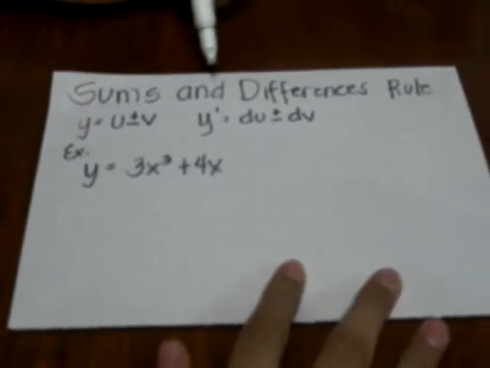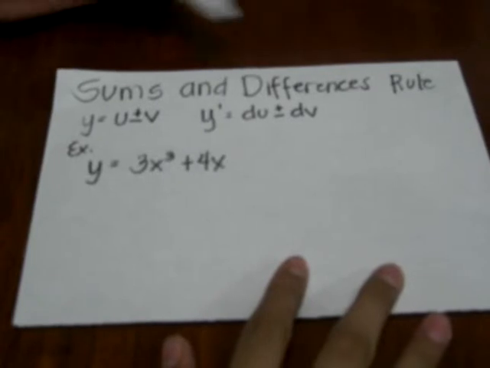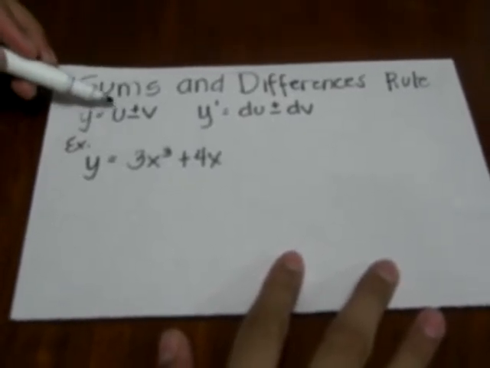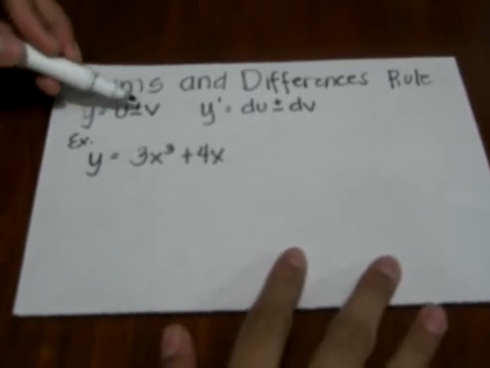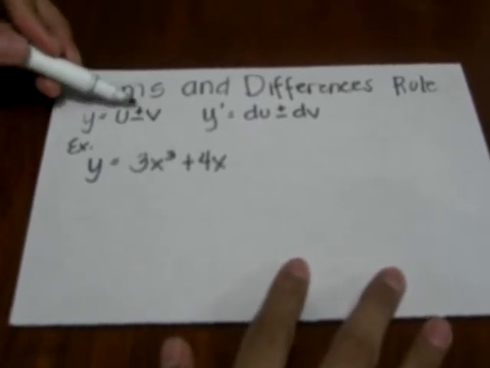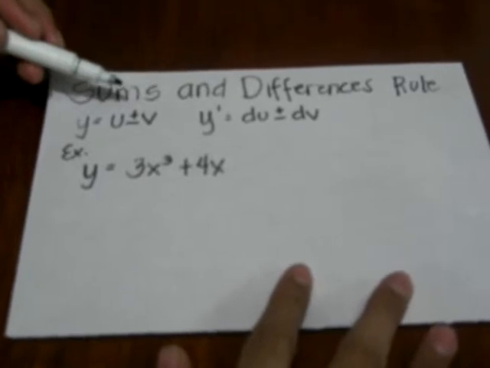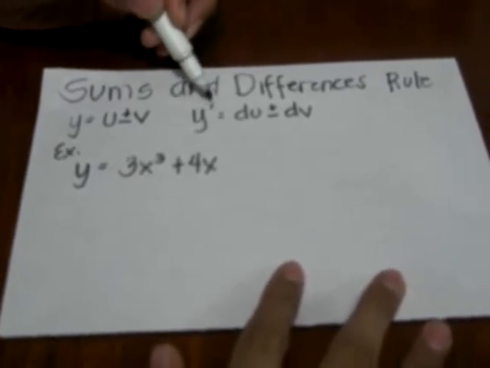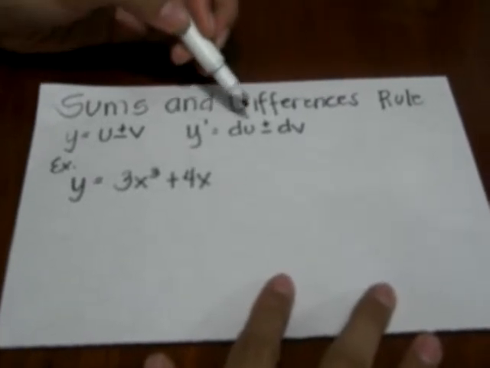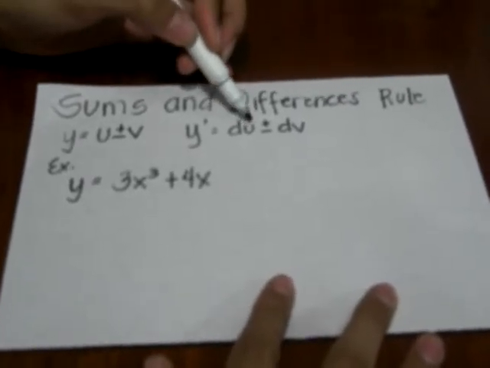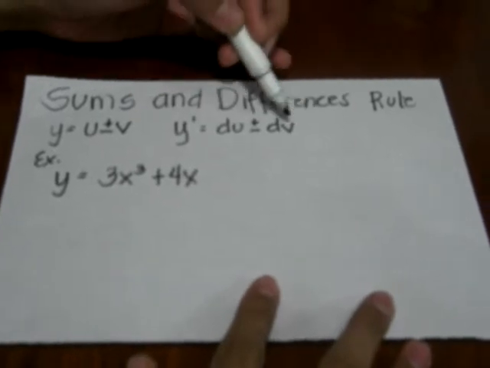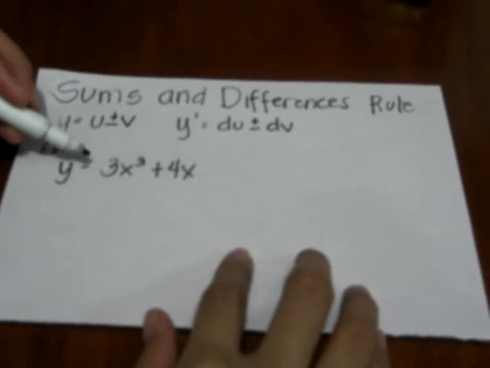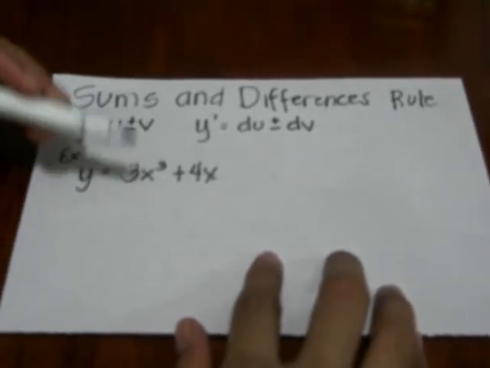So in applying the sums and differences rule, y should be given as u plus or minus v. U and v symbolize the variables given. So in finding the derivative of the function, first find the derivative of u plus or minus the derivative of v. Example, y is equal to 3x cubed plus 4x.